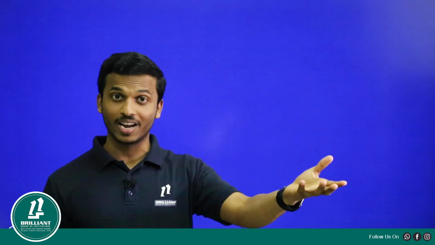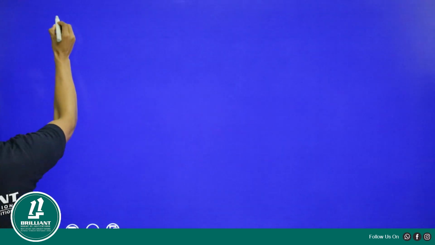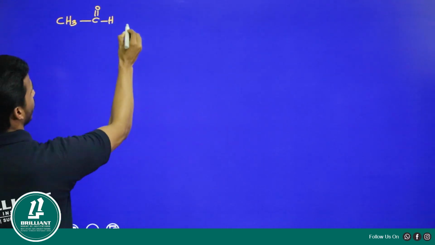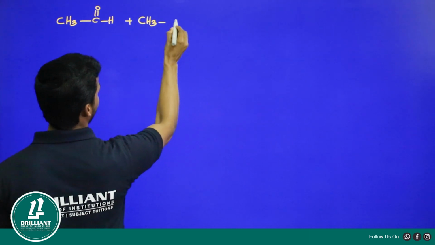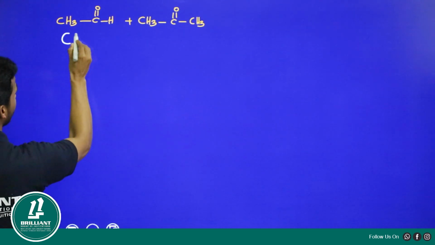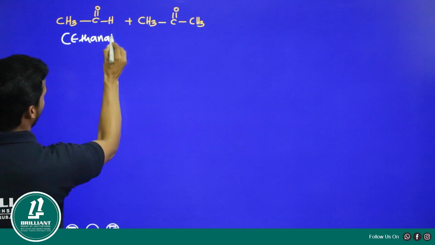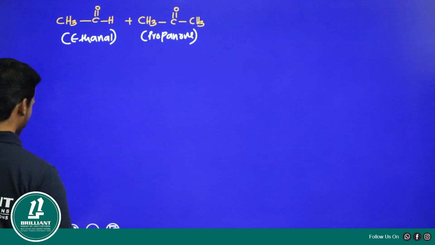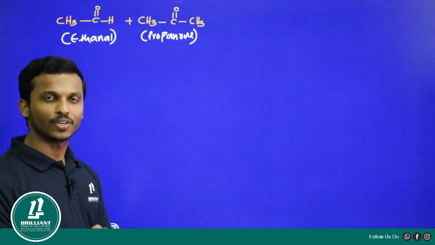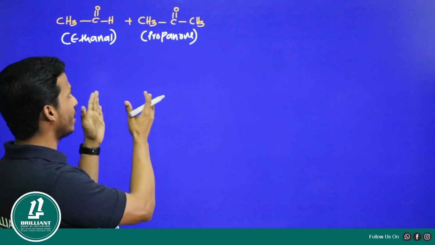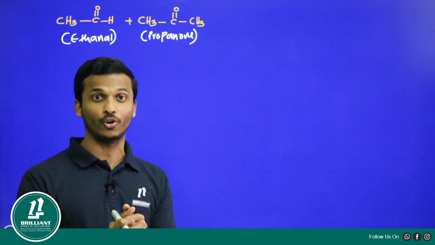Let's check it. With the same mechanism, in a simple way, you can write the final product. For example, the first reactant is CH3CHO, ethanal. Let me react it with propanone, CH3COCH3. What are the compounds, student? The first one is ethanal and the second one is propanone. These are the two compounds we are reacting. In a cross aldol condensation, in total we will get 4 products, if the two reactants contain alpha hydrogen.